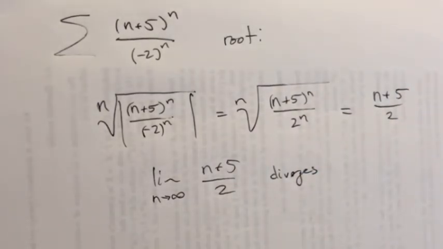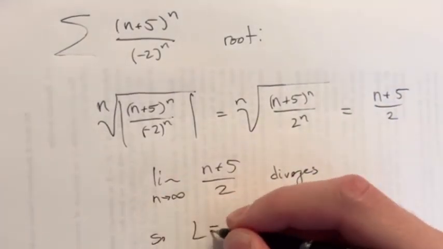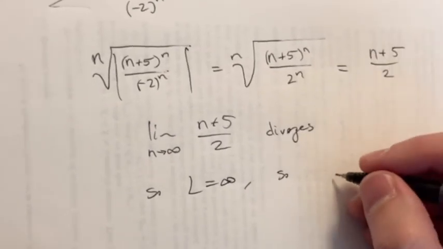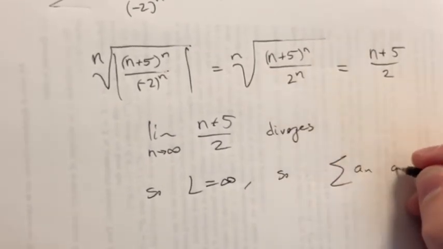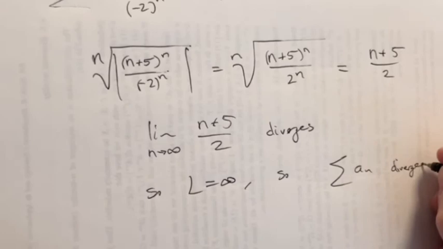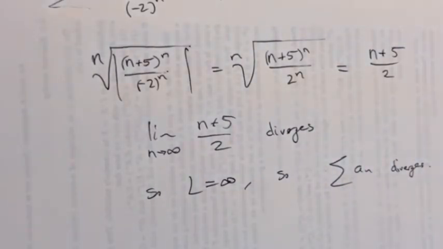This limit equals infinity. So L equals infinity, so the original series diverges. I hope that's what you said. All right. The first one, you should have used the, yeah.